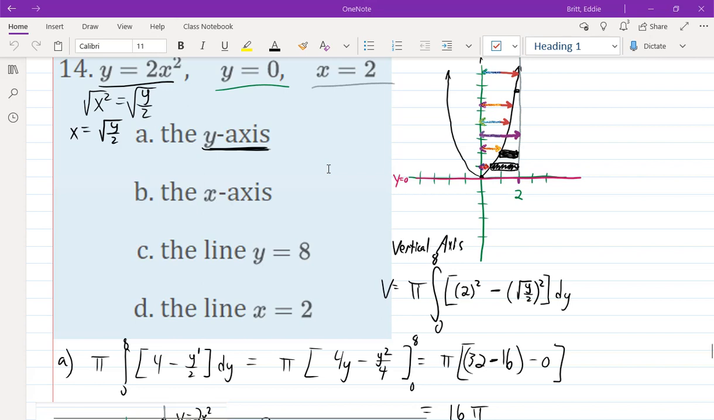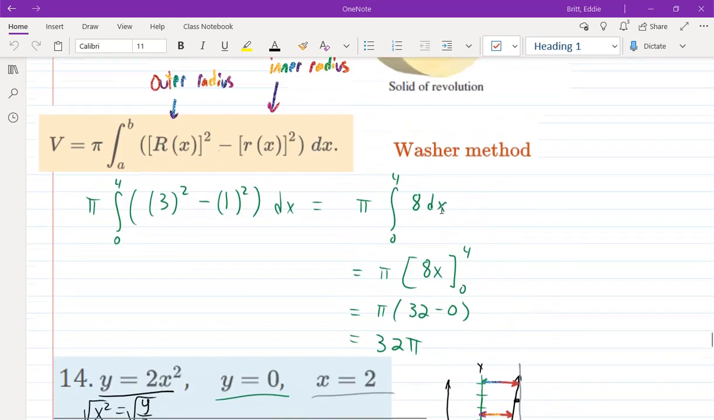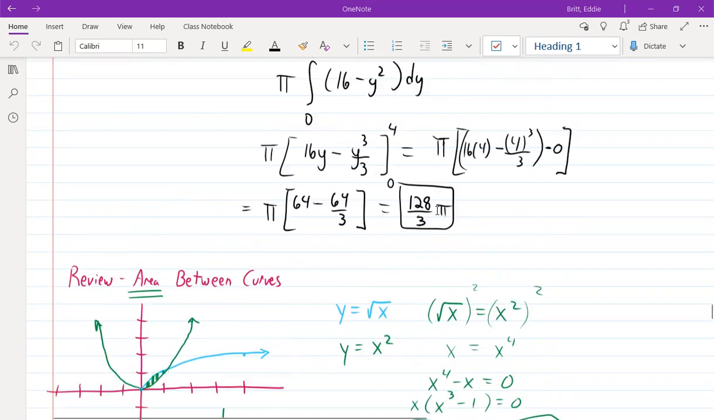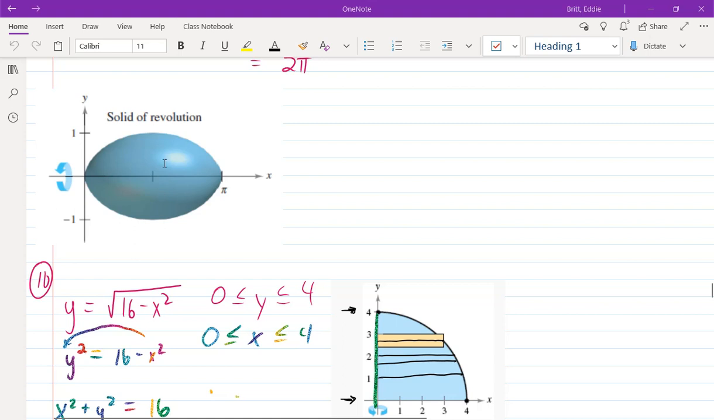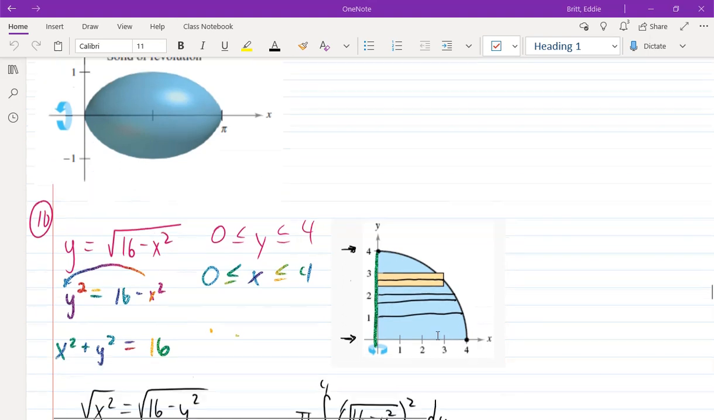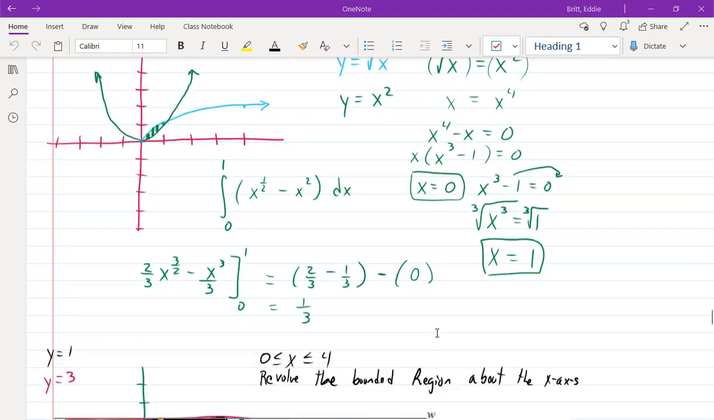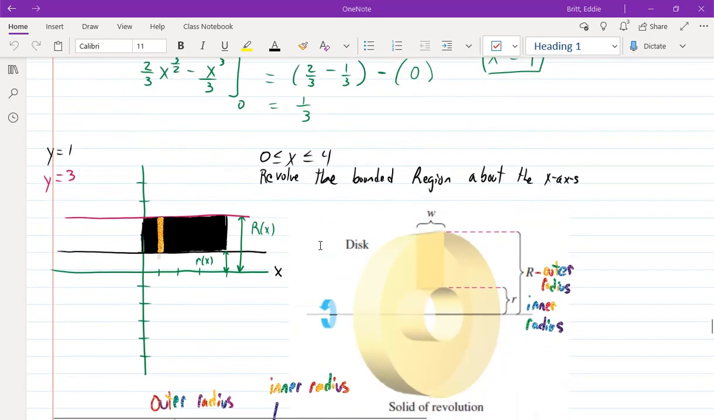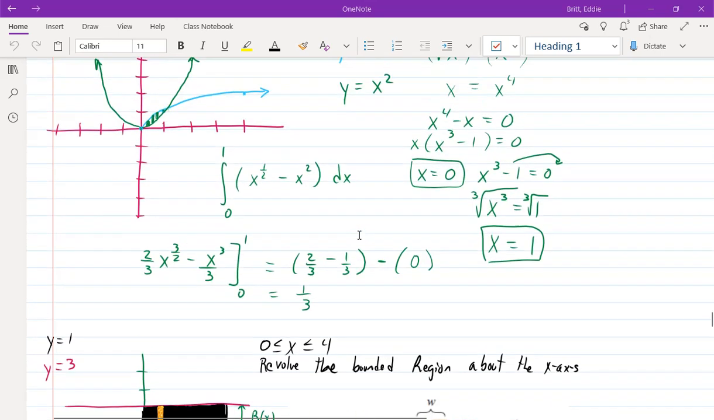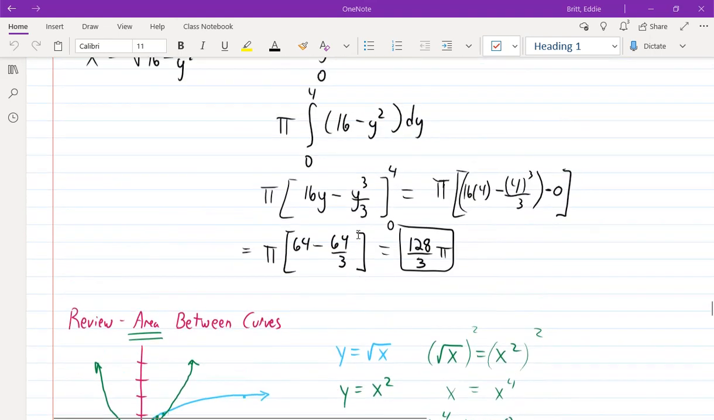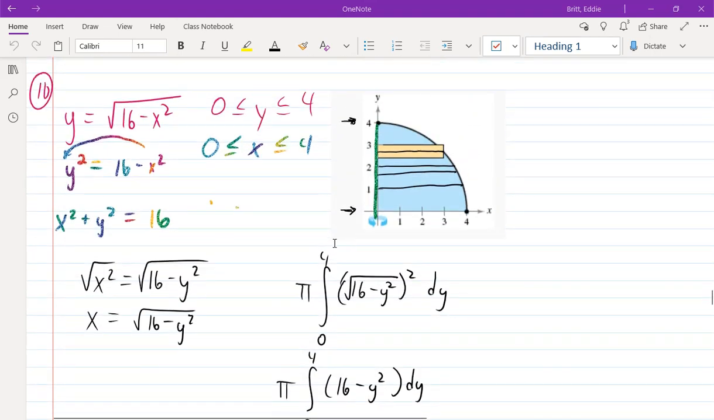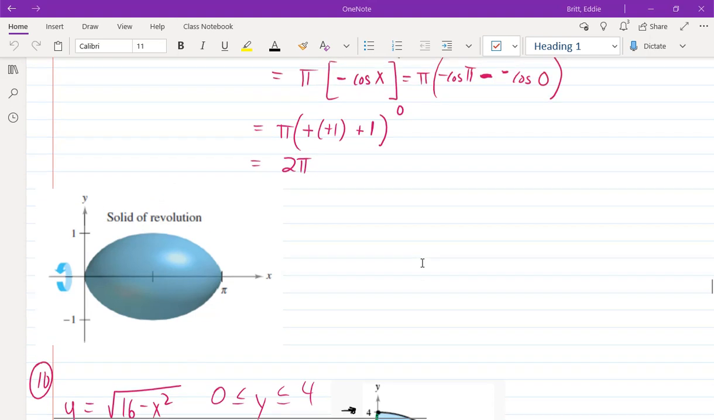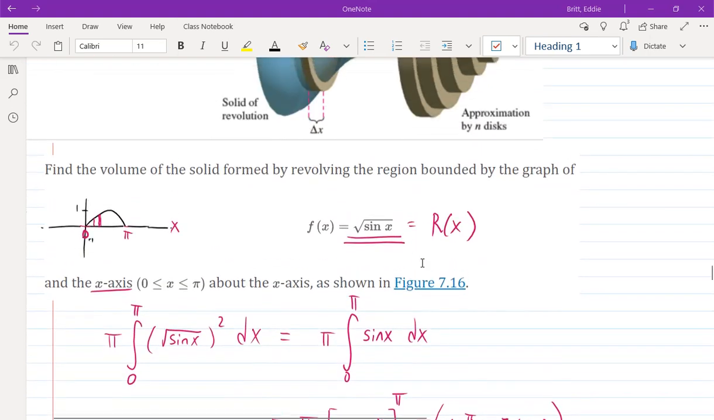This is just the disk and washer method. Some problems are disk method. If there's no missing space, then it's a disk method problem. And then one little change is if there is missing space, it's a washer problem. So you've got to know what formula to use. With the washer, we have to subtract out the missing stuff. With the disk, we don't subtract out the missing stuff.